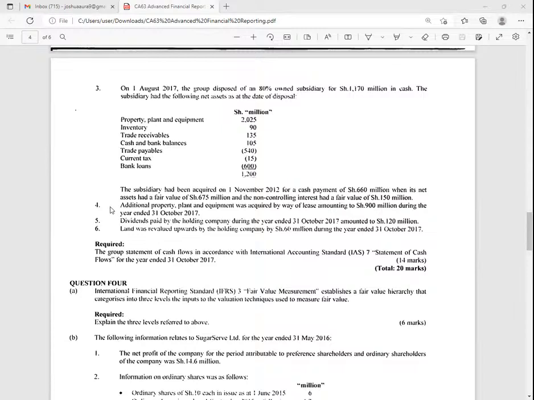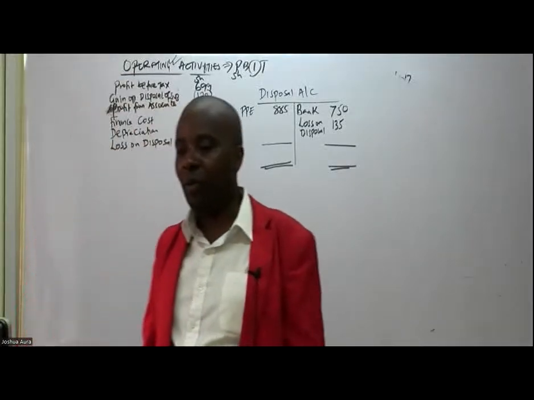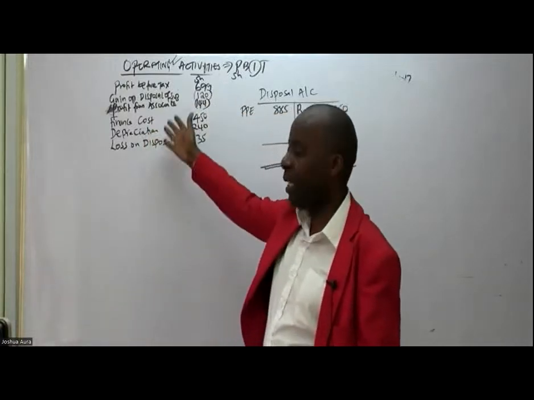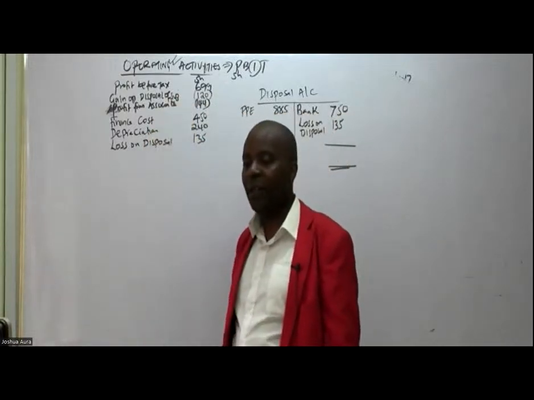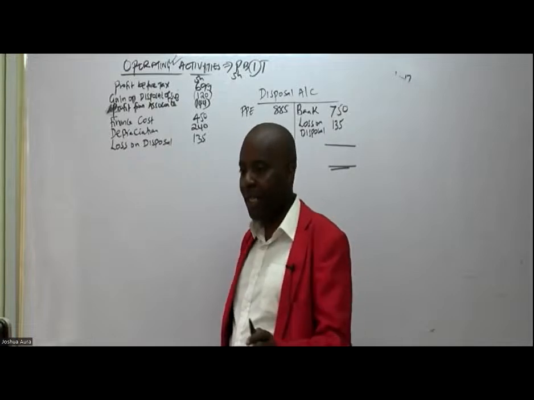Note number 5, dividends paid by the holding company during the year ended 31st October 2017. Note 6, land was revalued upwards by the holding company by shillings 60 million during the year ended 31st October 2017. This figure we shall be able to adjust later when we are doing the property, plant, and equipment. Thank you so much. Now, I don't know whether there is any non-cash item that you have left behind, my students. Great, thank you very much.